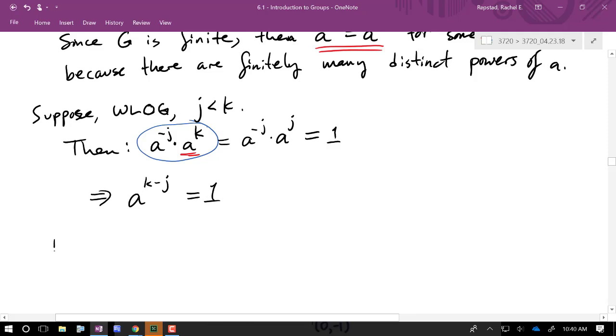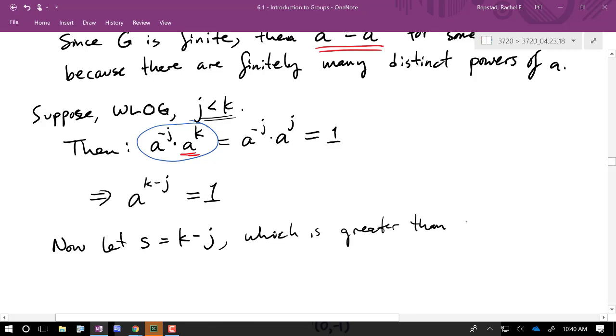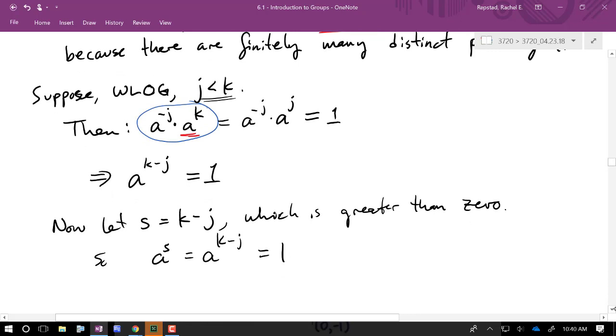And now finally, let's let S equal K minus J. We assumed without loss of generality before that J is the smaller of the two, and if J is less than K, then K minus J must be greater than 0. So A to the S, which is A to the K minus J, is equal to 1. And that's the result we wanted to show.